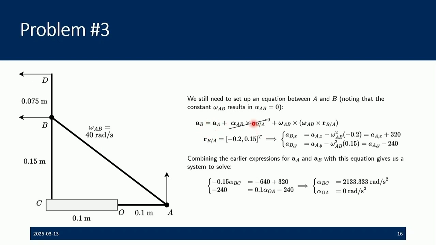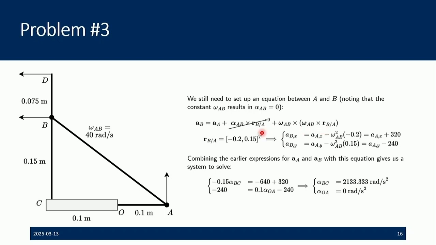There's not going to be an angular acceleration AB because the angular velocity here was supplied as a constant. It was a constant 40 radians per second, so the angular acceleration of AB has to be 0 as well. So this term wipes out, and you have an omega cross R term.